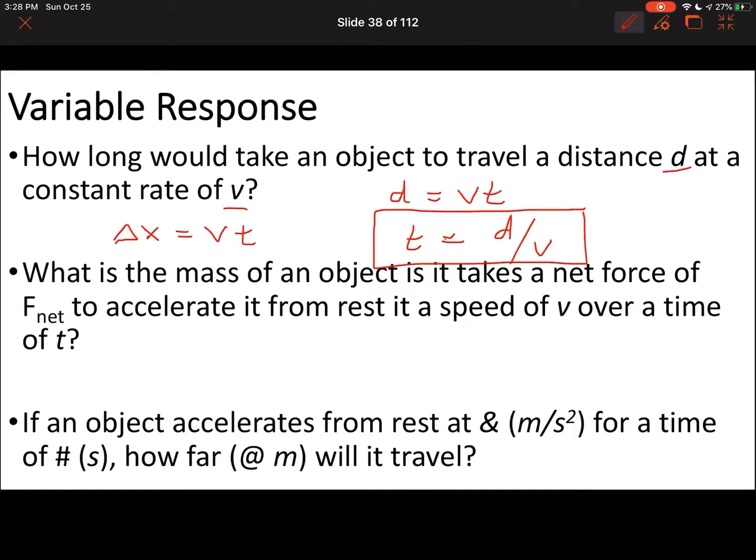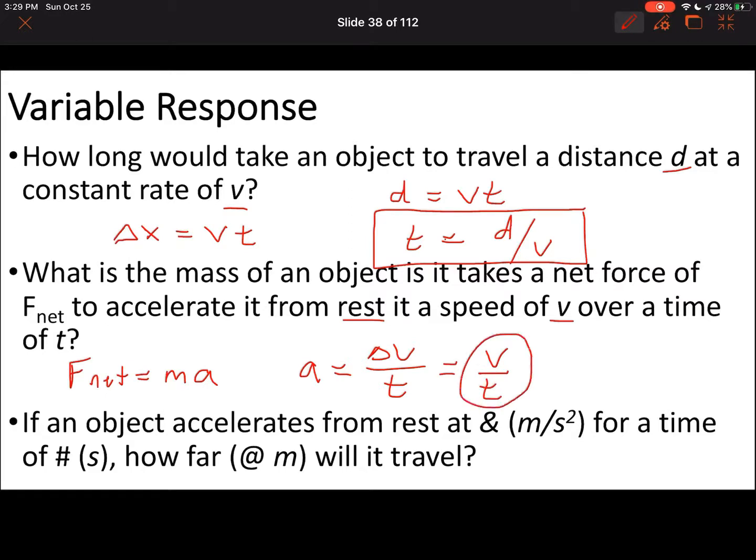Let's do the same thing for the second one. What's the mass of an object if it takes a net force of F net to accelerate from rest to a speed of v over a time t? Man, there are a lot of spelling mistakes in this one. Well, how are these things related? I know F net is related to the mass by the acceleration. I'm not given the acceleration. I'm given that it goes from rest to a speed of v over t. Well, I know acceleration is delta v over t. In this case, if we start from rest, that's just going to be v over t.